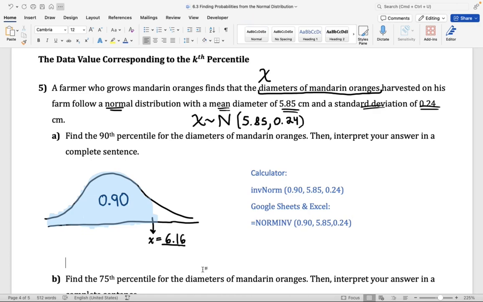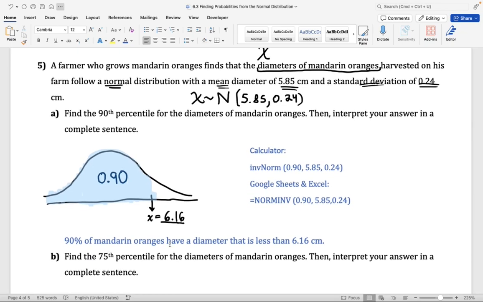Now here, I want to make sure that we understand what this X value represents. So let's go ahead and write a sentence that interprets our answer. We're going to say that 90% of the mandarin oranges have a diameter that is less than 6.16 centimeters. Again, X equal to 6.16 marks the 90th percentile.